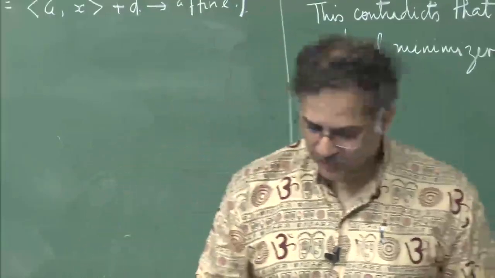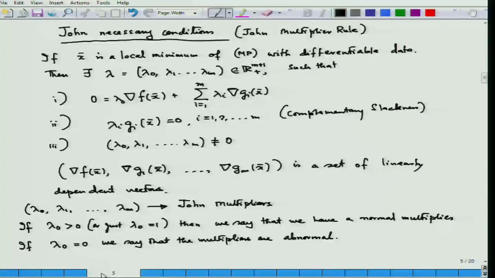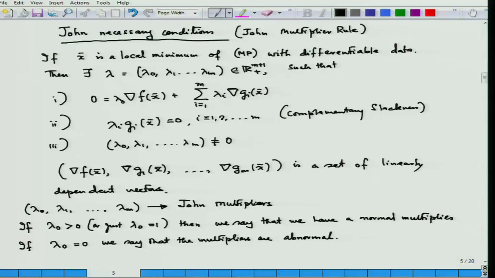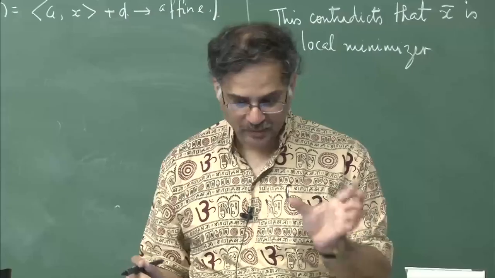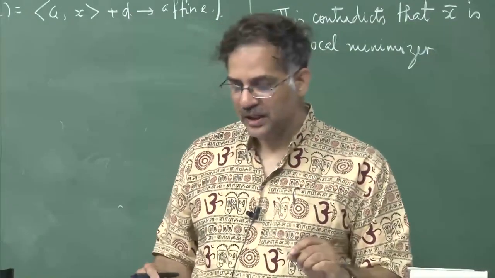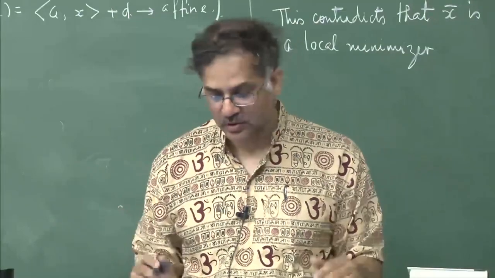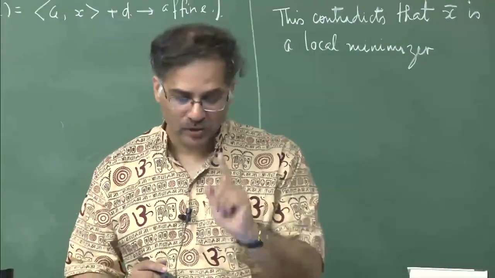One of the conditions which comes out very simply from this is that if lambda naught is 0, then in order to maintain 3, the vector lambda 1 to lambda m cannot be 0. Which means the gradients of g i at x bar are linearly dependent. So the contrapositive statement is that if these gradients of the constraints are linearly independent, then we will never have lambda naught equal to 0. That statement, that the gradients of g i at x bar are all linearly independent, can be imposed on the constraints as what is called a constraint qualification.